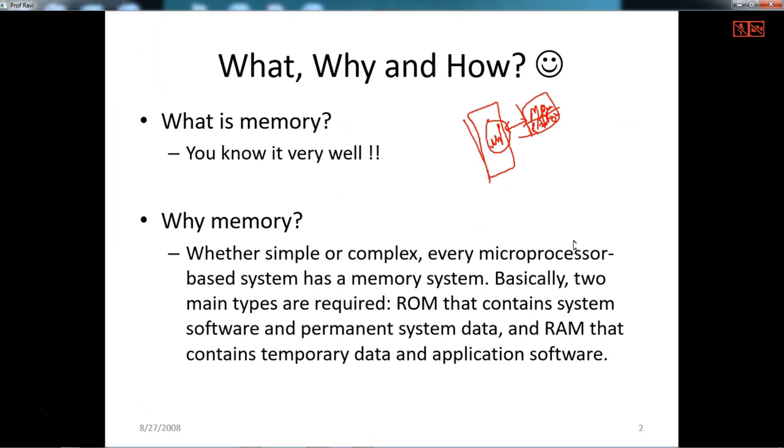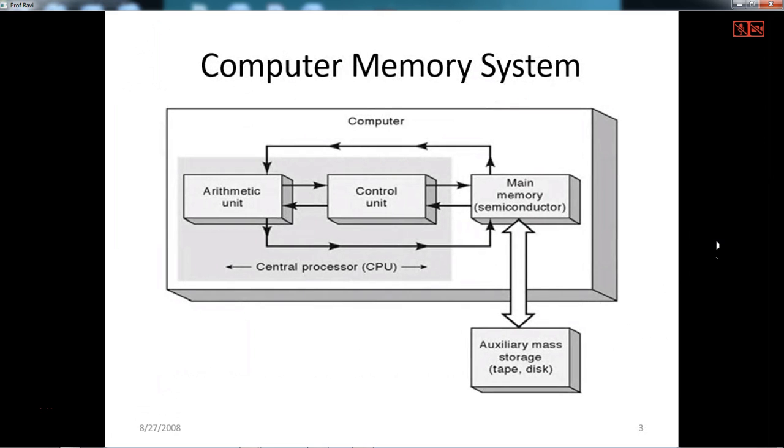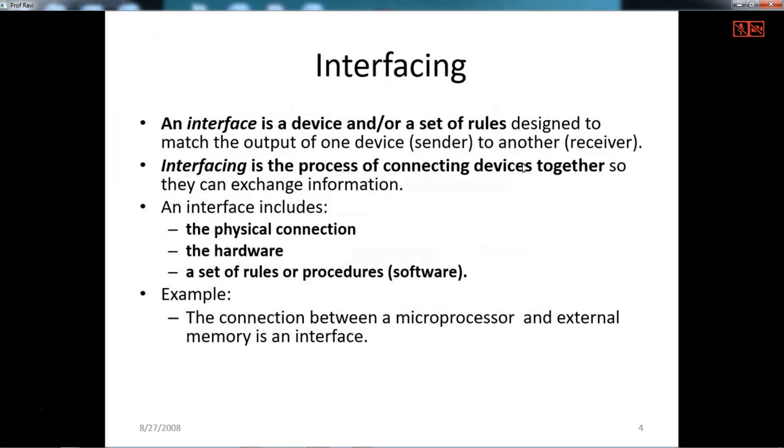Okay. So now why RAM and ROM? Your booting instructions will be there in ROM because it is non-volatile. RAM is volatile but very fast. That's why we need both RAM and ROM. So this is how your computer memory system looks. This is your CPU, and then here you have your main memory and then the secondary memory. So now we are talking about the main memory and how we are going to interface it.